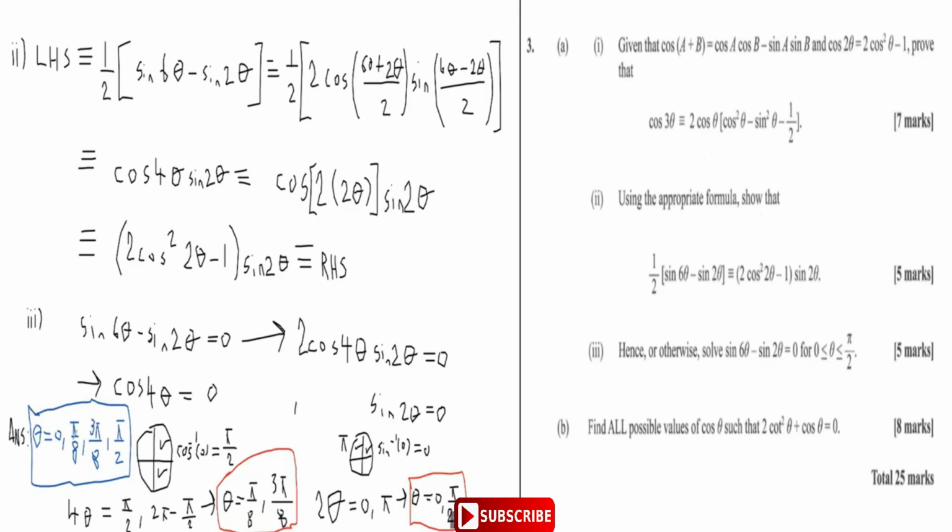Pi by 8 is 180 over 8, which is 22.5. Check out what is the sine of 22.5 times 6 minus the sine of 45. I get 0. So the first one is right. You can check out 3 pi by 8. All right, so you can check it out. The sine of 3 pi by 8 minus the sine of 2 times 3 pi by 8. And I still get 0. So you can check it out. You're going to get 0 with all of them. So this is the answer.